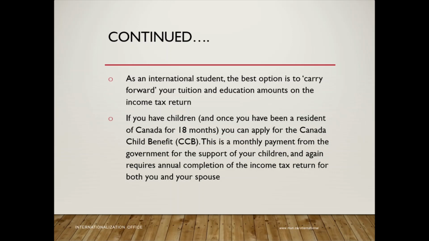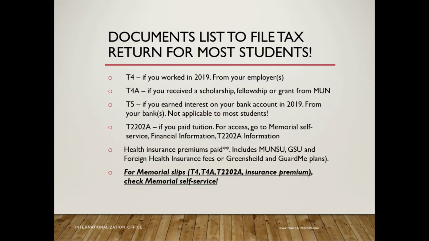Generally, as a rule, if you submit your income tax return with the details of your spouse and the dependents, meaning the children, they automatically calculate your CCB. But for any questions or confusions, it's best to contact CRA and ask for clarification.